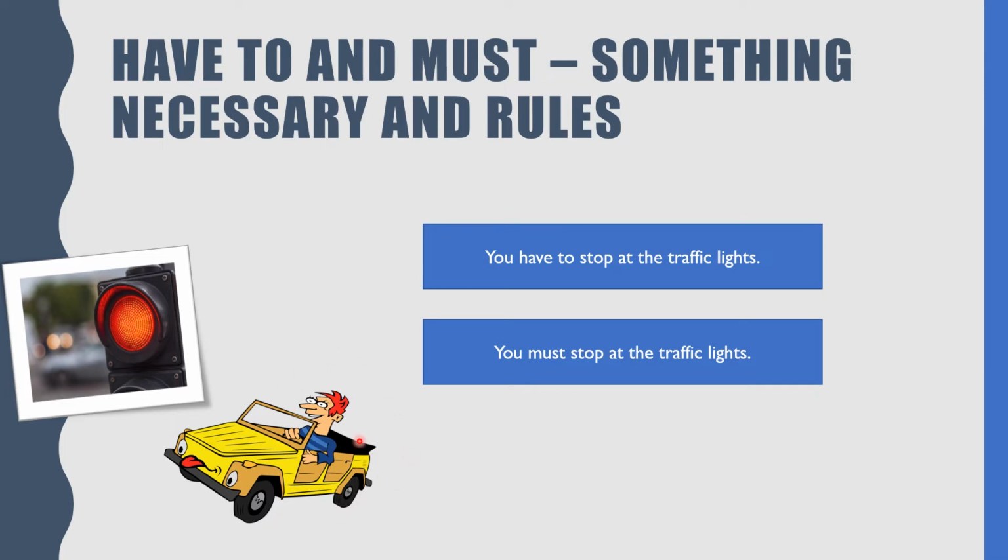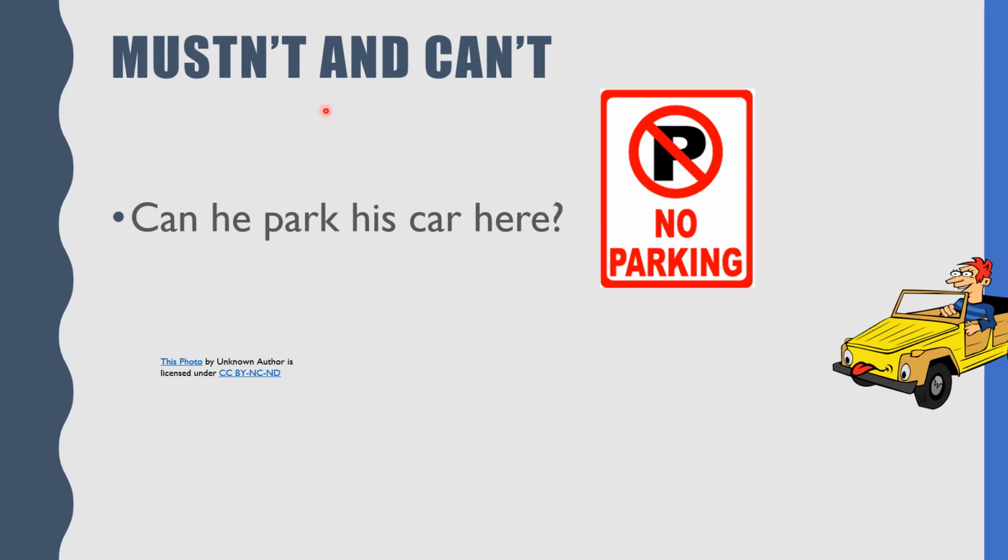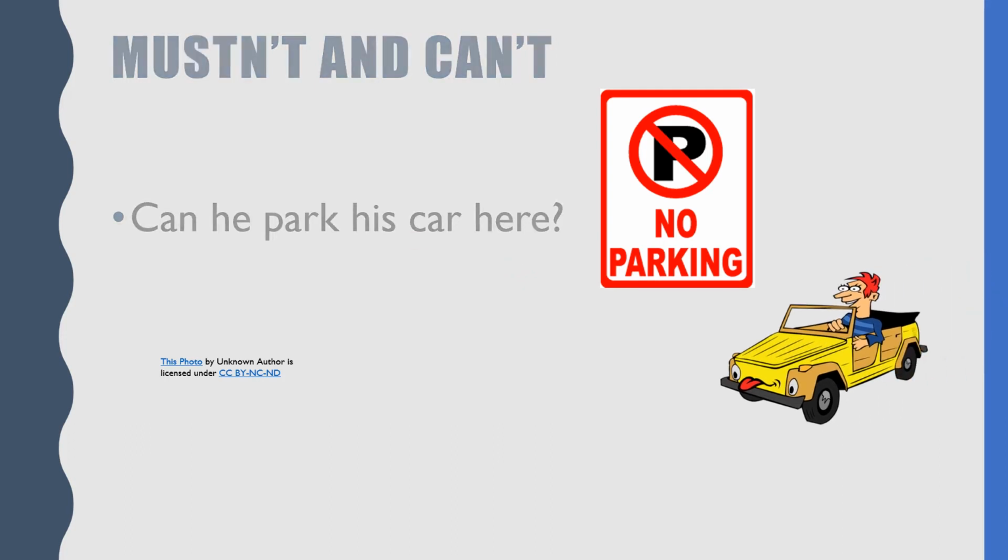Now we're going to look at mustn't and can't, which are used to talk about things which we are not allowed to do. Now look at the driver, look at this symbol, sign. Answer this question. Can he park his car here? What do you think? What's the answer? Let's see.